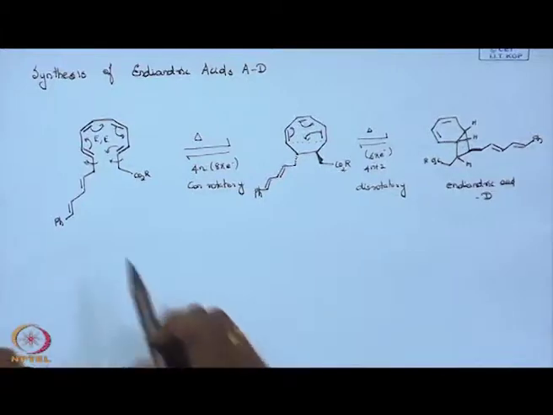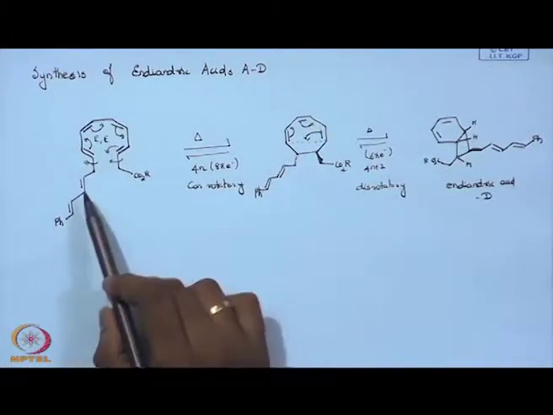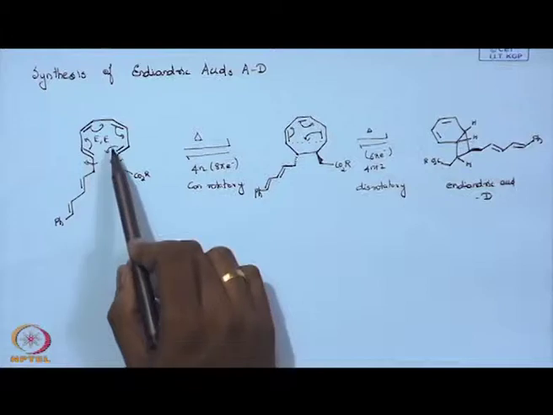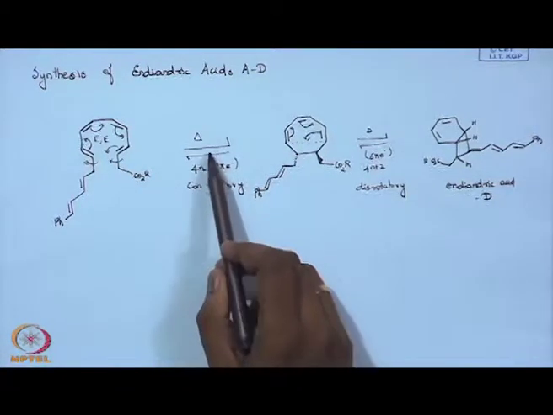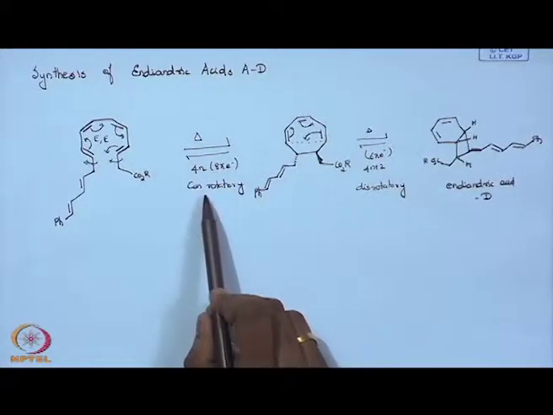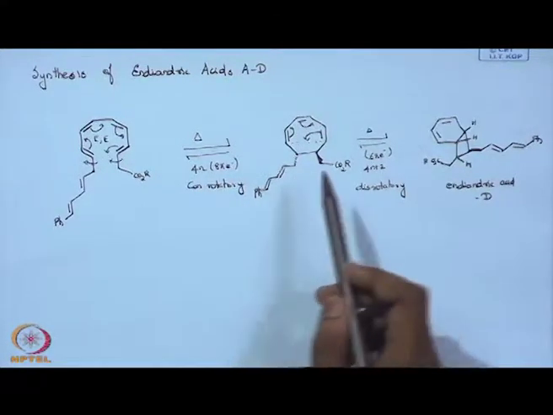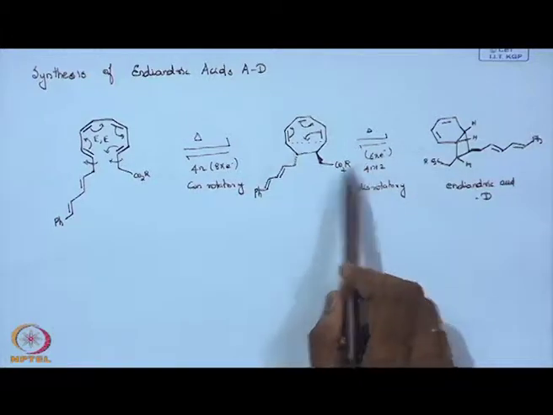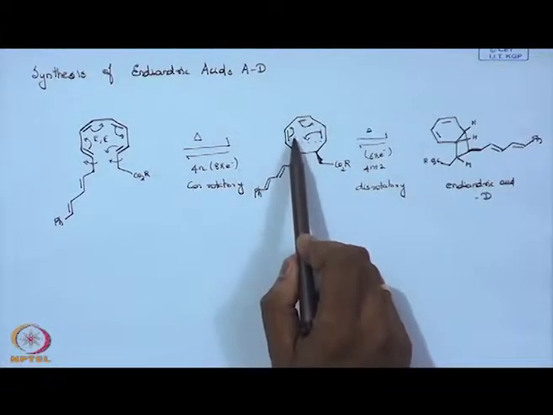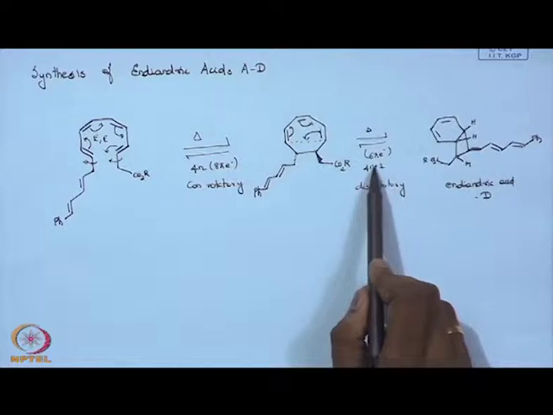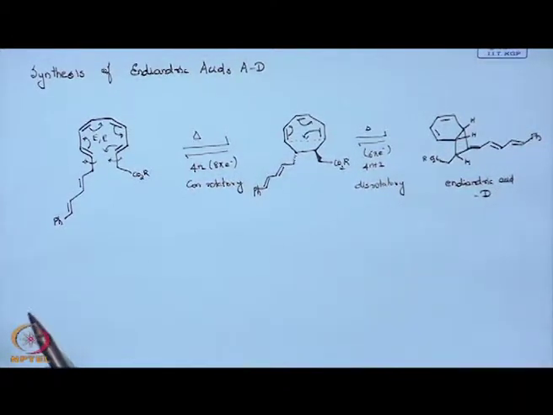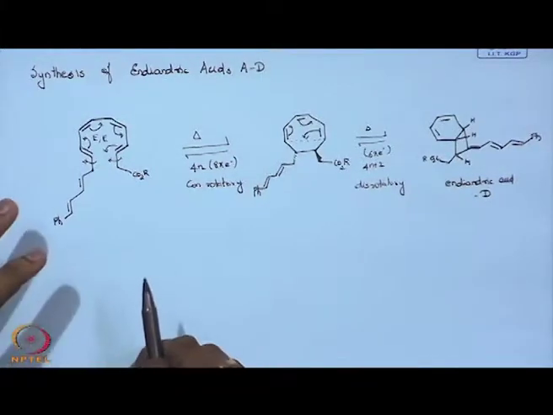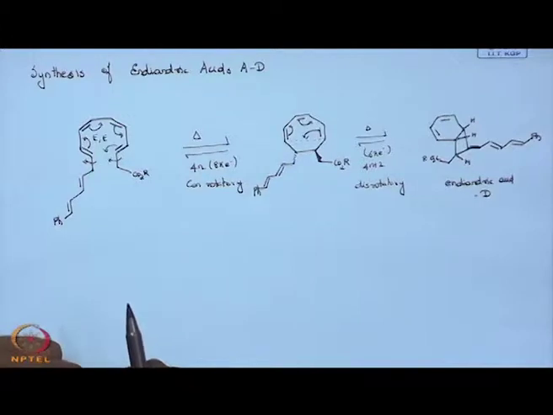Clear up to this? So, first I have taken a system. This is an 8 pi electron system, so it follows the 4n rule; on heating, it undergoes conrotation to give me this product. Now, this product again on heating is a 6 pi electron system, which is your 4n plus 2 rule. So, it undergoes disrotatory closure to give me this product, which is endiandric acid D. Clear? Any doubt with this?